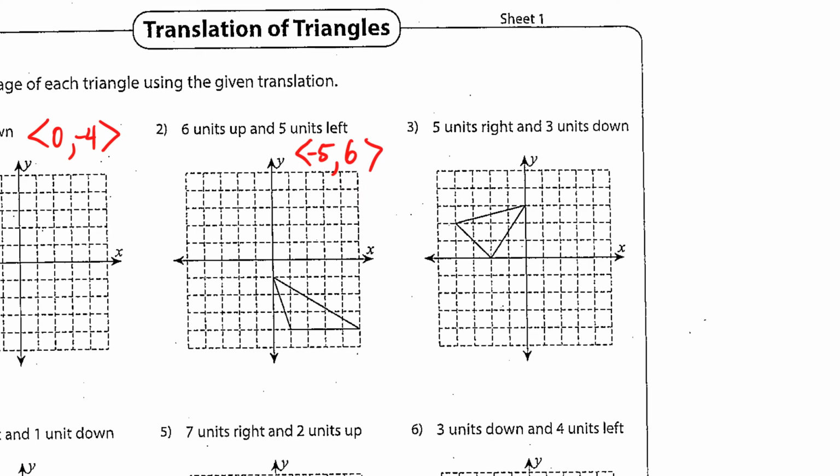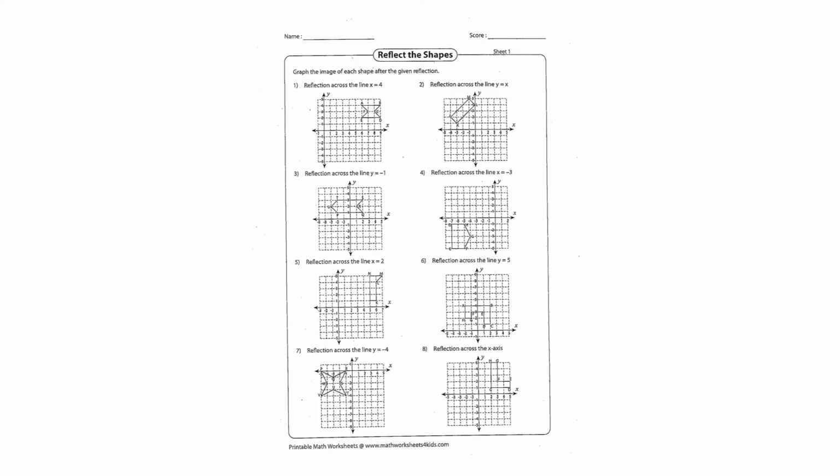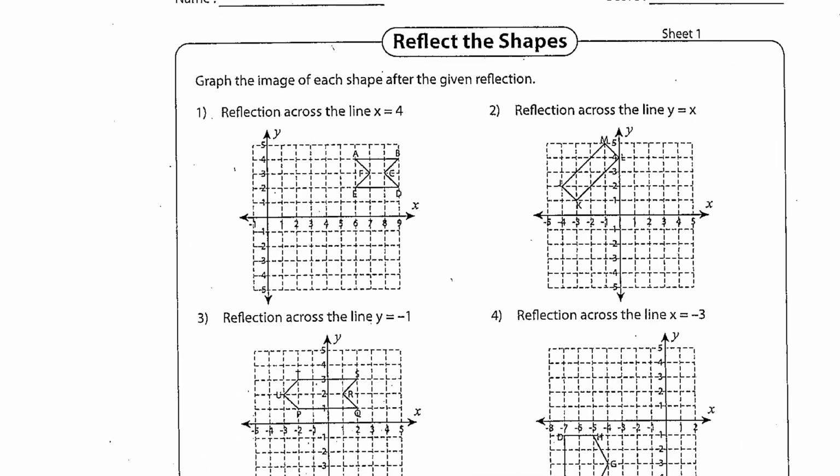Okay, on the third one, you can see how they flip back to 5 units right, 3 units down. So what would that vector be? 5, negative 3. So make sure you write the vector and also draw where the second triangle would be on each of those. Okay, on the back, on the reflection.